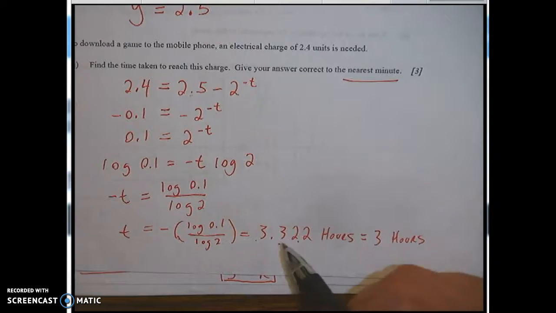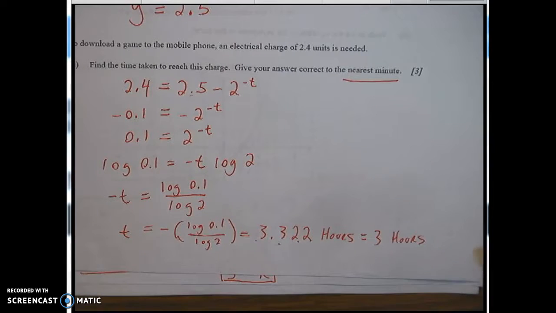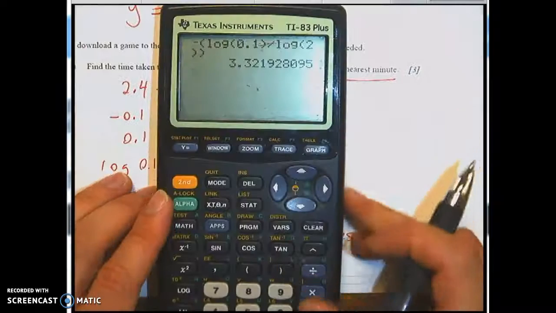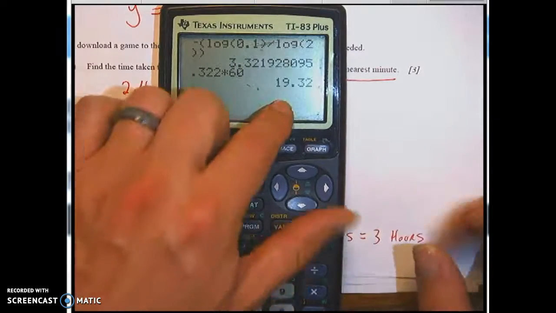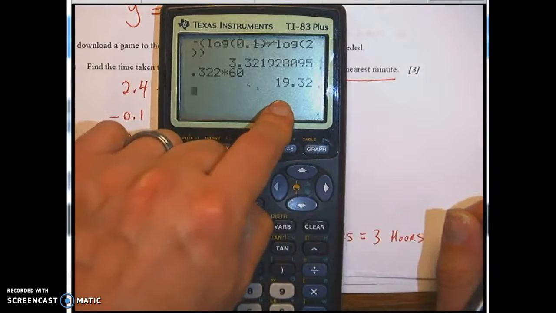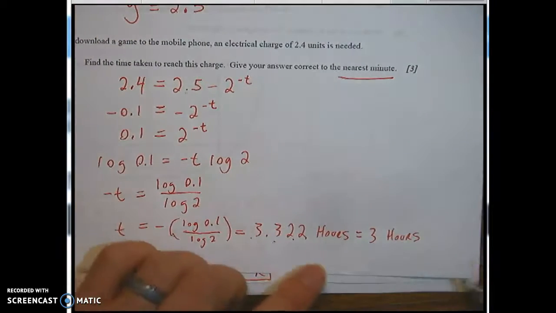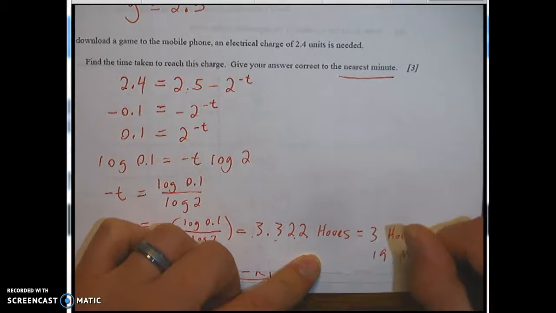Well, if you just take that decimal and multiply it by 60, the number of minutes in an hour, you'll have the number of minutes. So I'm going to take that 0.322 times 60. It's 19.32, so if I round that to the nearest minute, that's 3 hours and 19 minutes is the correct answer.